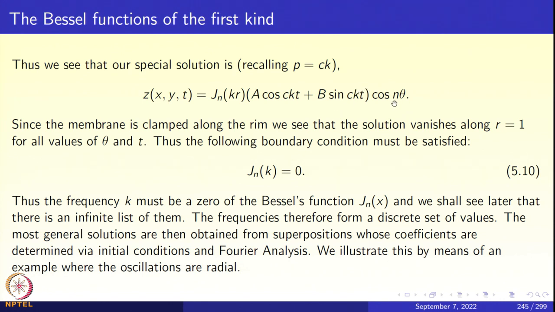Now let us assume that n is 0. Let us assume that this function z doesn't depend on the angular coordinates at all. We're only looking at the radial vibrations of the membrane. Now, of course, we understand this function a cos ckt plus b sin ckt. This is a function we understand. So it's important to understand this other function Jn of kr a little more carefully.